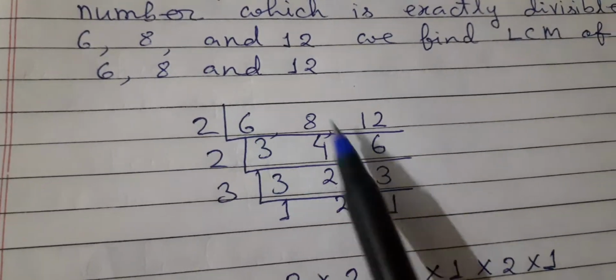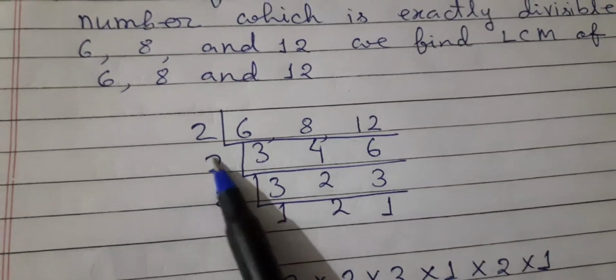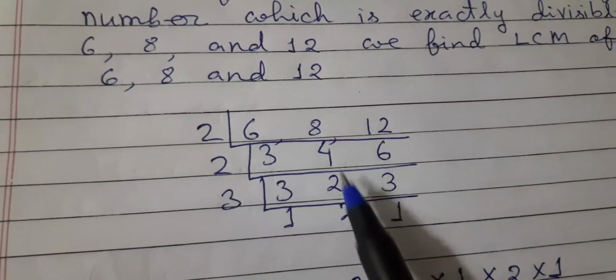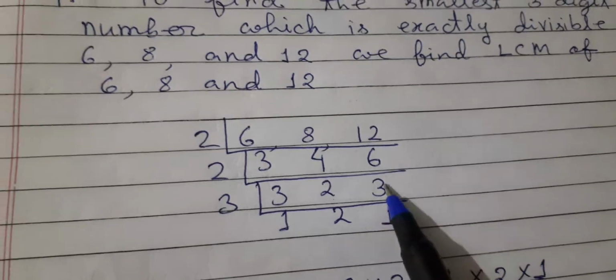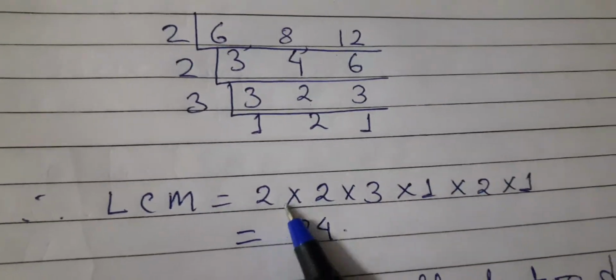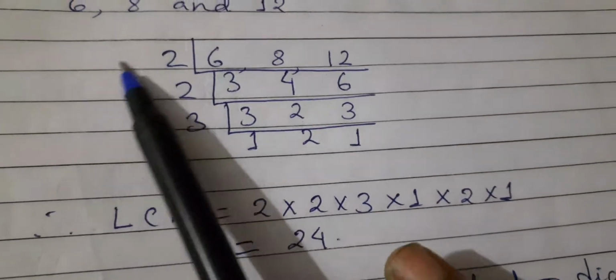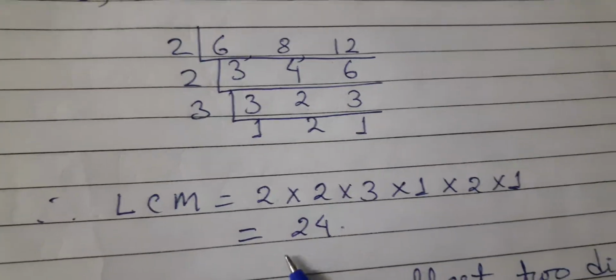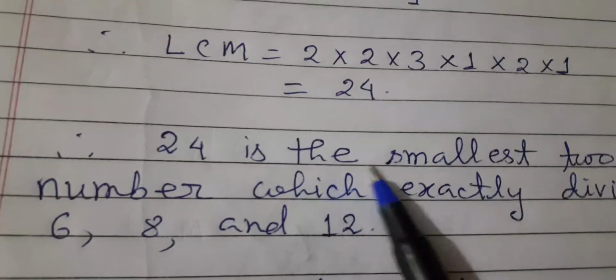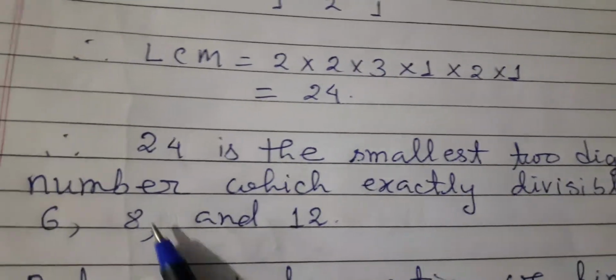2 3s are 6, 2 4s are 8, 2 6s are 12. Again 3. 2 2s are 4, 2 3s are 6. Again 3 1s are 3, 2 3 1s are 3. LCM is what? 2 into 2 into 3, 2 into 2 into 3, 1, 2, 1. We get 24. But 24 is what? 24 is the smallest 2-digit number, not a 3-digit number.